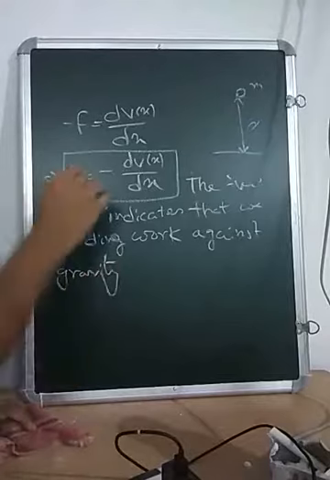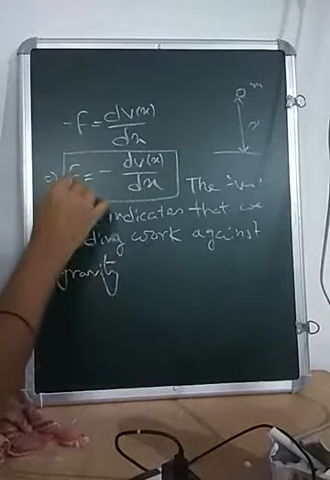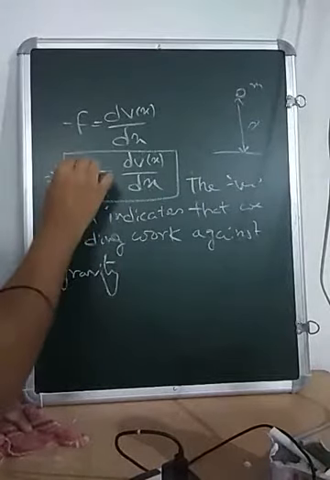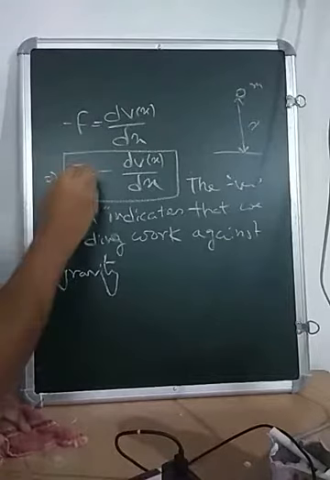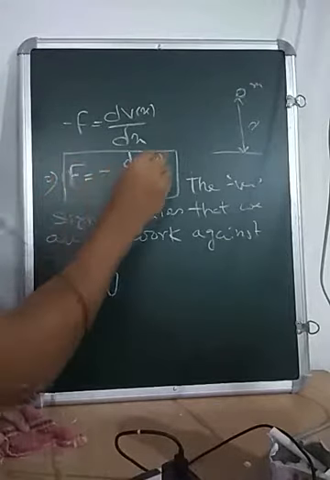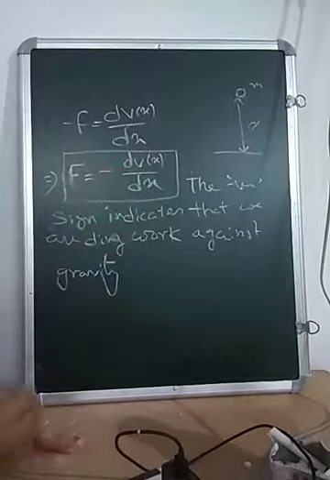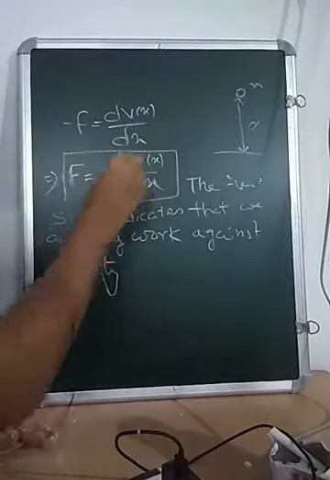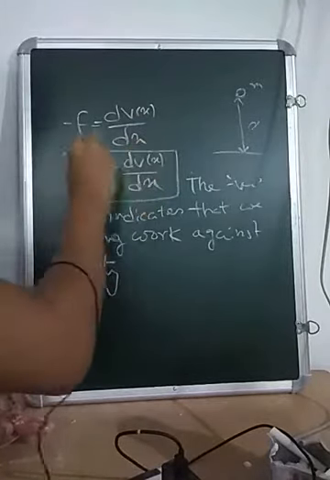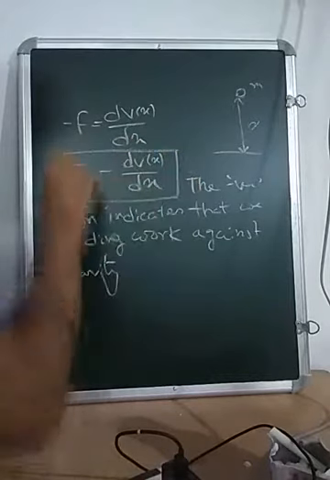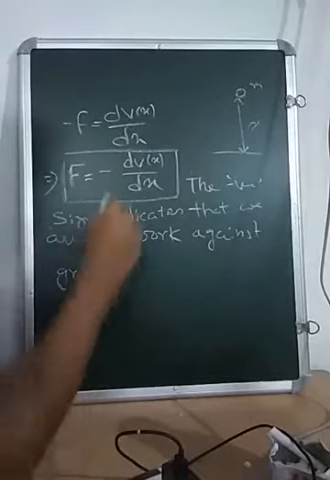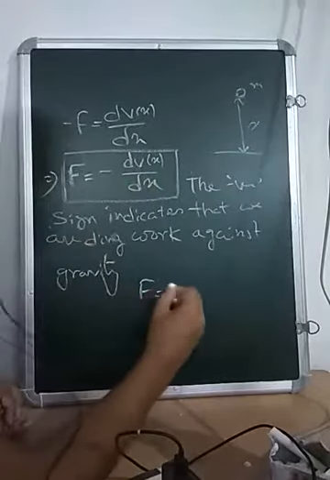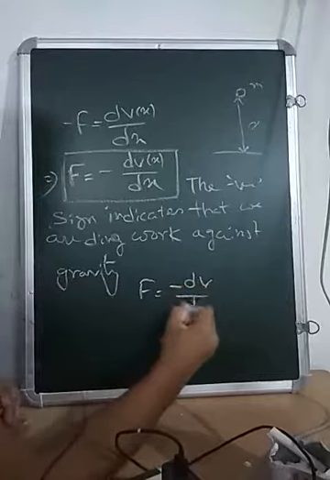So this F is what? F is a force, F due to gravity. Okay, gravitational pull or gravitational force. And F is how much? F is equal to minus dV by dx. So we can write force in this form: F is equal to minus dV by dx.